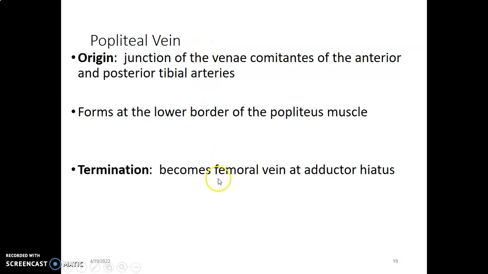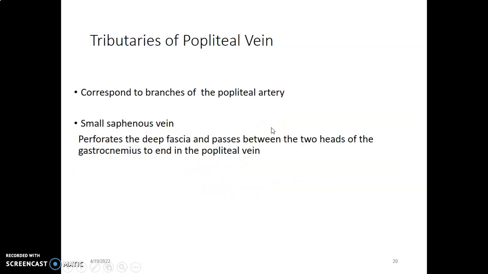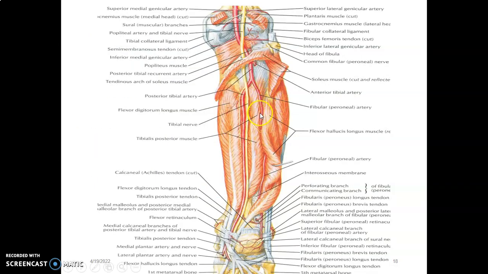Popliteal vein, remember, carries blood from down upwards. The veins that follow the anterior and posterior tibial arteries join and form the popliteal vein, and this occurs at the lower border of the popliteus muscle. Then it carries the blood upwards and, at the adductor hiatus, the popliteal vein terminates and continues as the femoral vein.